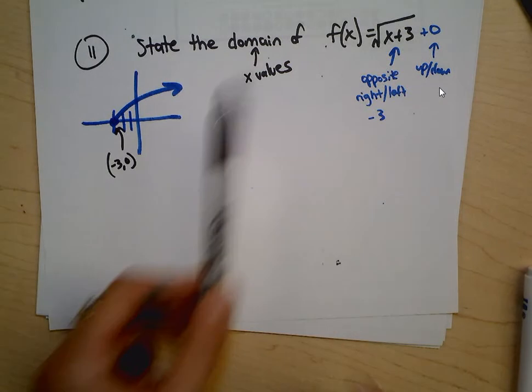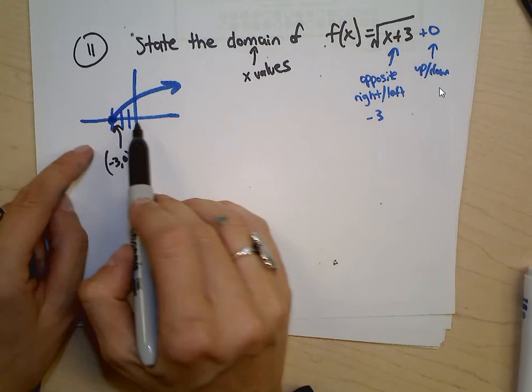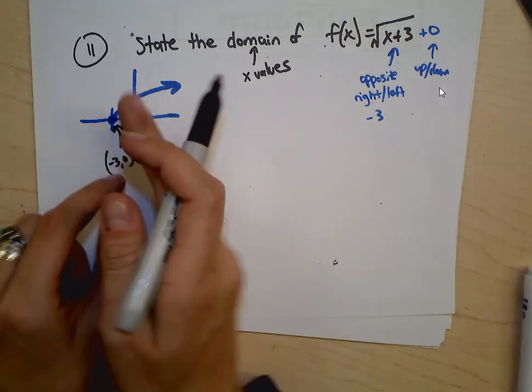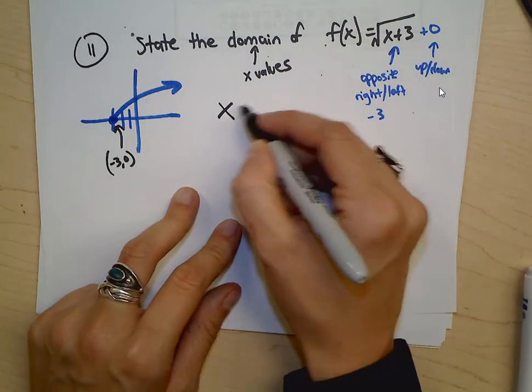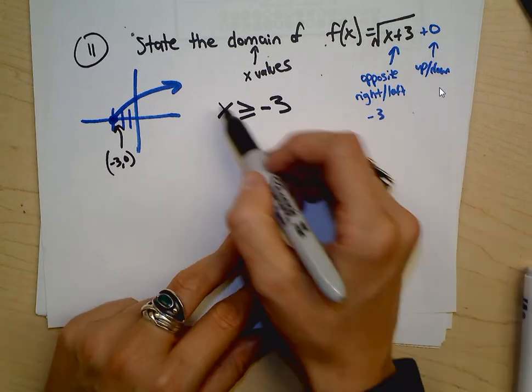And since this arrow is going off and to the right, it's getting greater. The x values are going to get greater and greater. I start at negative 3, and x is just going to get greater from there. So my domain is x is greater than or equal to negative 3, and that was my answer choice B.